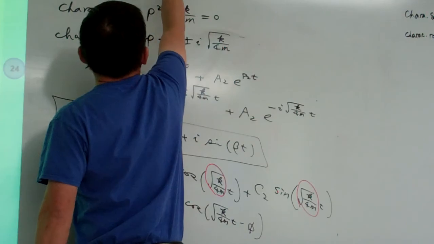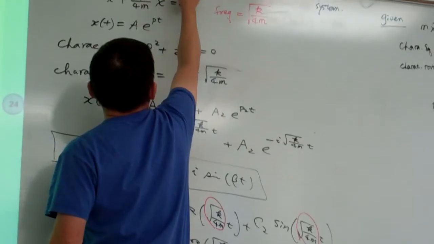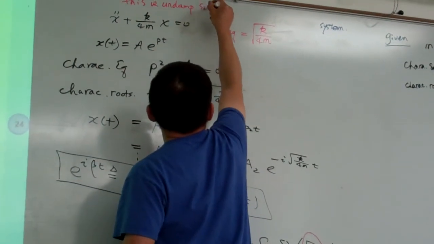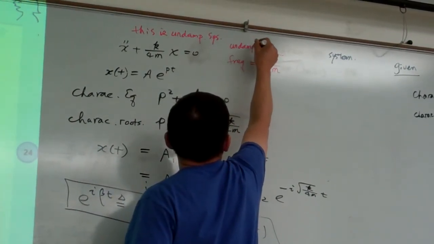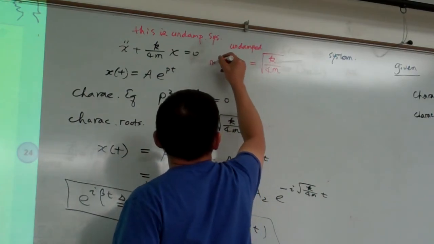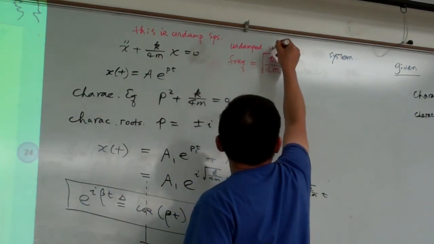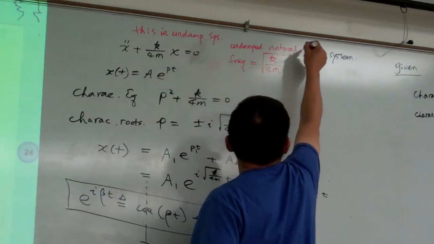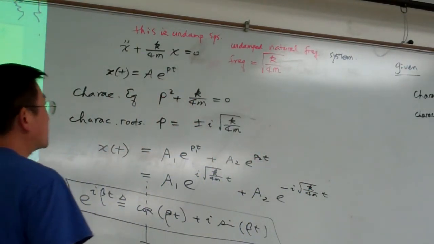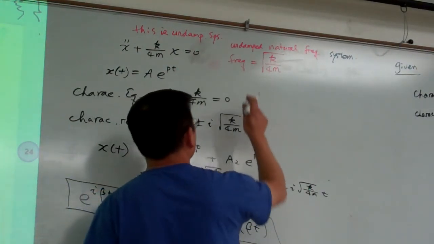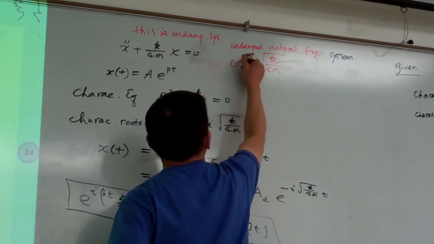This is the undamped system. So this is called the undamped natural frequencies. For undamped natural frequencies, usually we use the notation omega n.